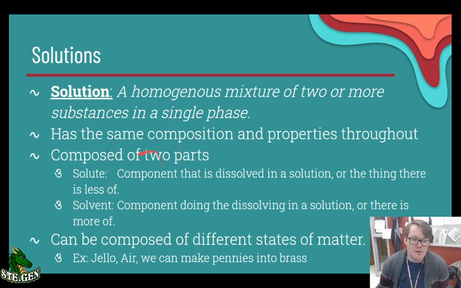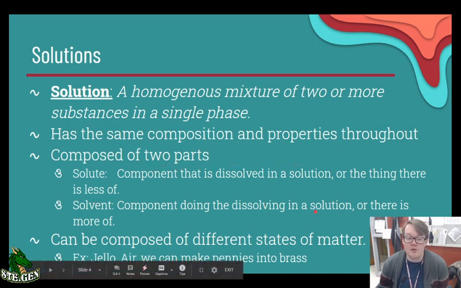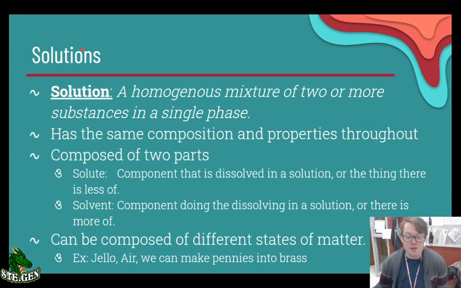The two components of a solution are a solute and the solvent. Solute is anything that is dissolved in a solution, or in some other cases, it's the thing there is less of. And solvent is the thing that does the dissolving or the thing there is more of. They can be composed of different states of matter, though.